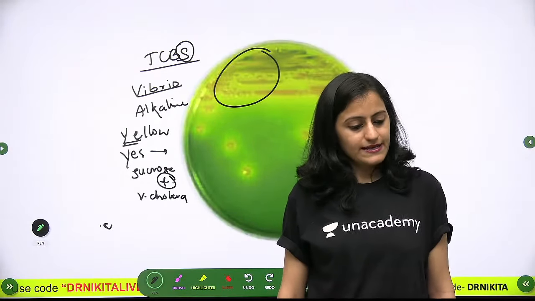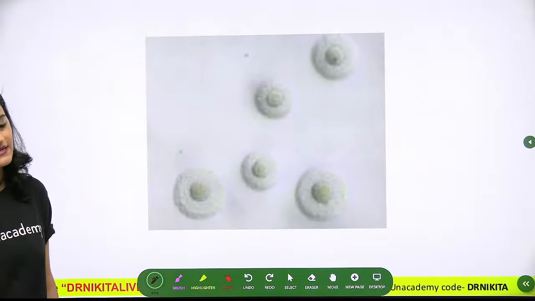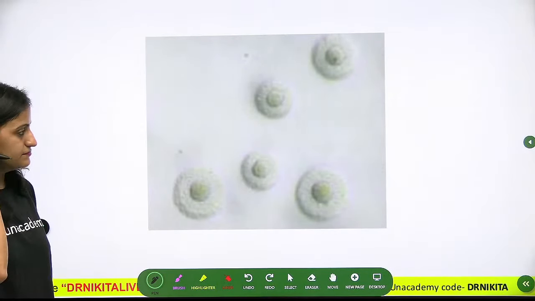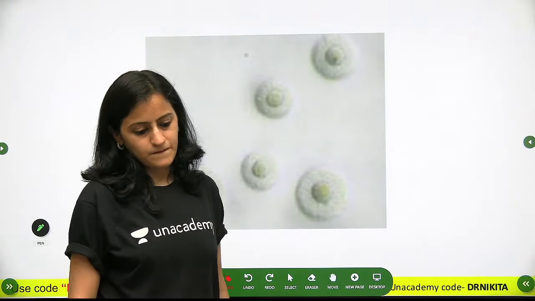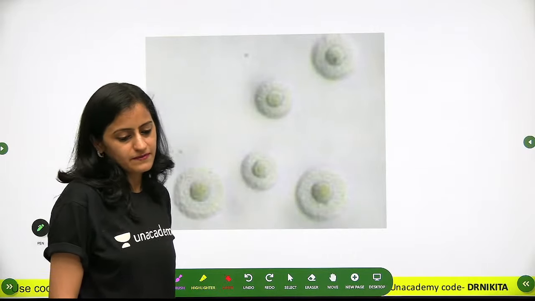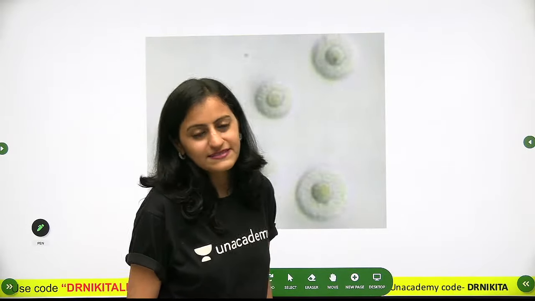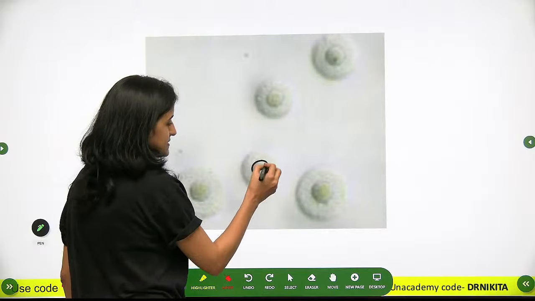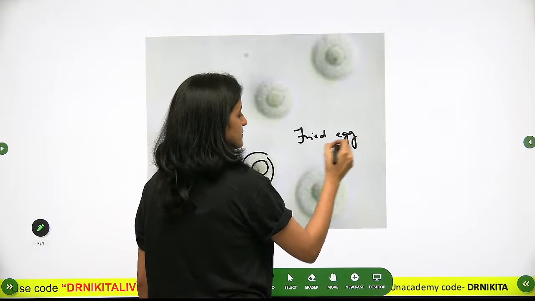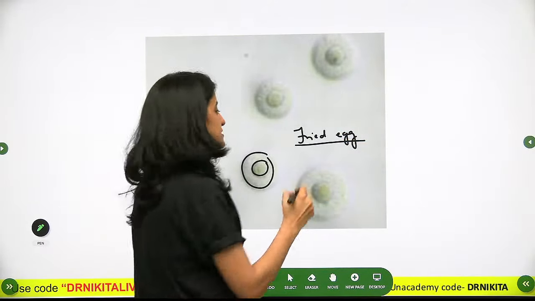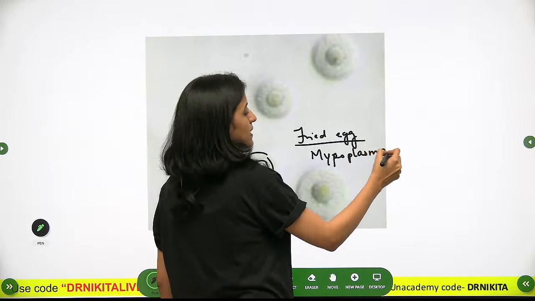Okay, next one. Let us see the next image here. What colonies are these? Which organism has colony appearance like this? Very good, Inba. Absolutely right. That is fried egg colonies. So we see this fried egg appearance here. And where do we get the fried egg colony appearance? Absolutely right. This is seen with mycoplasma, right? The fried egg colonies are seen with mycoplasma. Remember that.